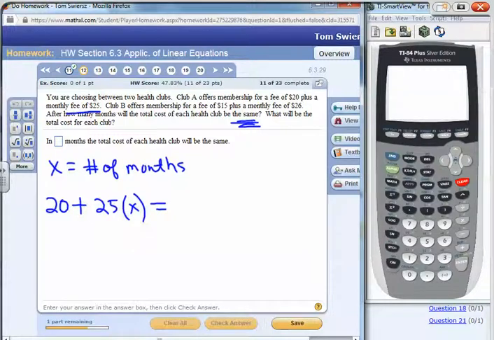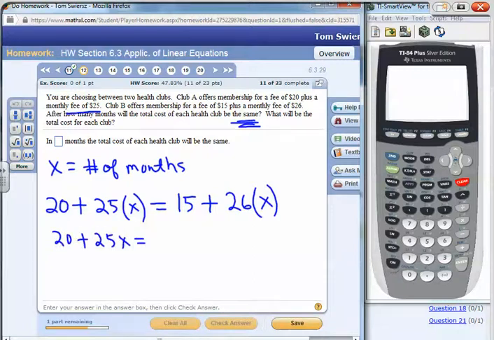B, same idea, right? Different numbers. The fee is 15, a one-time fee, and its monthly fee is 26 each month. So it'd be $26 times the number of months. Okay, and that's our equation. So now we've got to solve for x. We have x's on both sides. So usually we would just write 20 plus 25x equals 15 plus 26x.